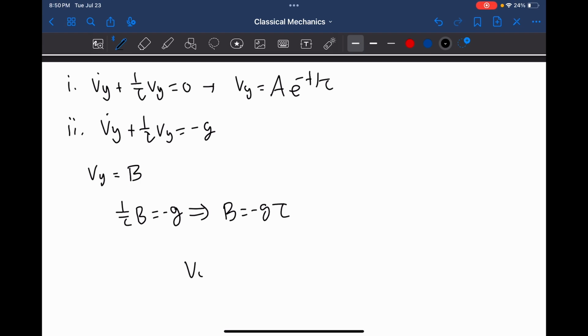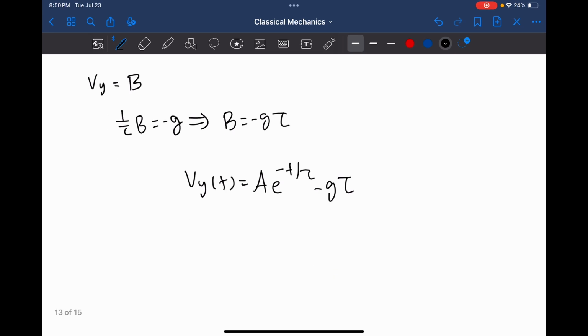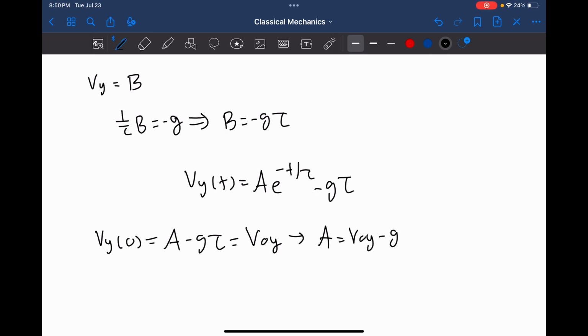So the full solution for vy, generally speaking, is a constant times e to the minus t divided by tau minus g tau. Now we can plug in our initial conditions. So vy at time equal to 0 is going to be a, because the exponential is going to give us 1 if we plug in 0, minus g tau is going to be v naught in the y direction, which tells us that a is v naught in the y direction minus g tau.